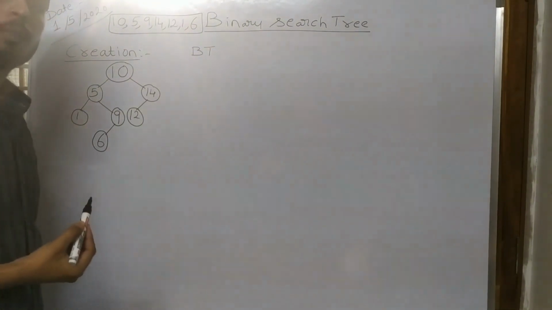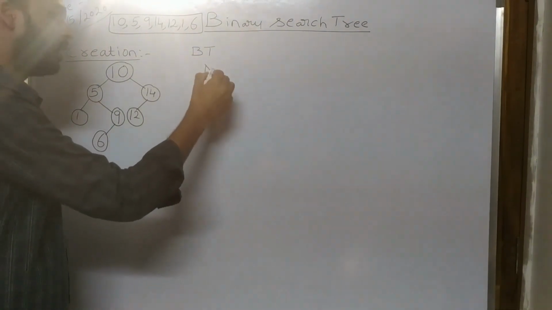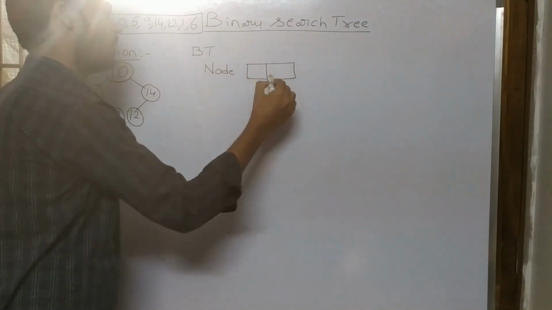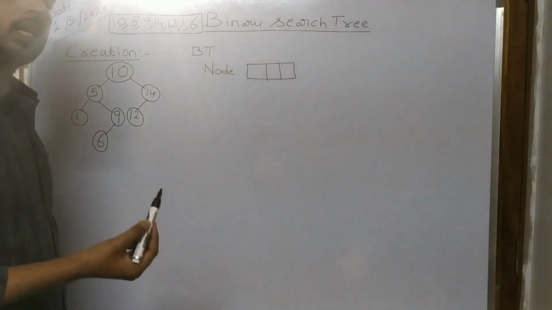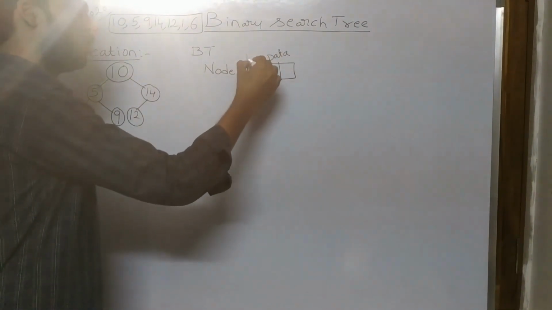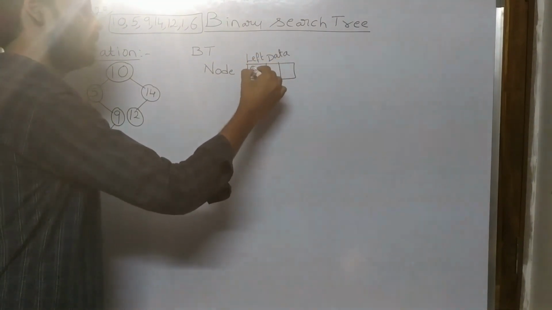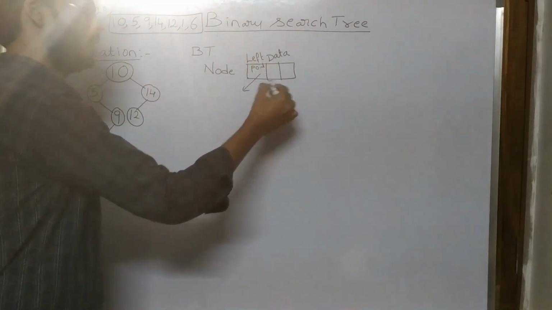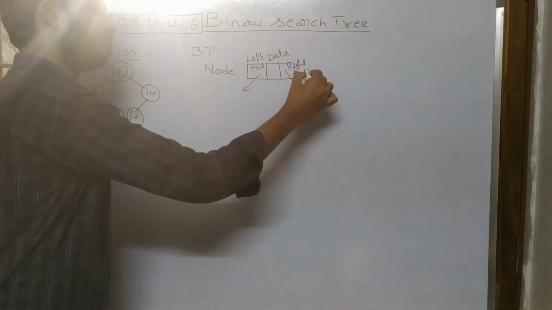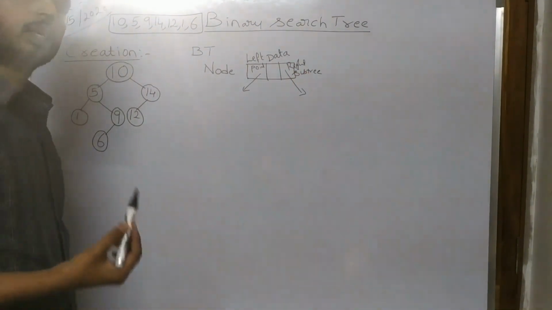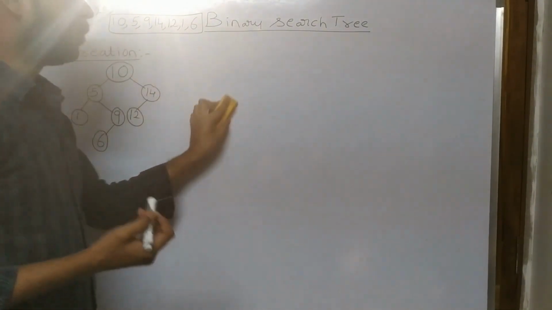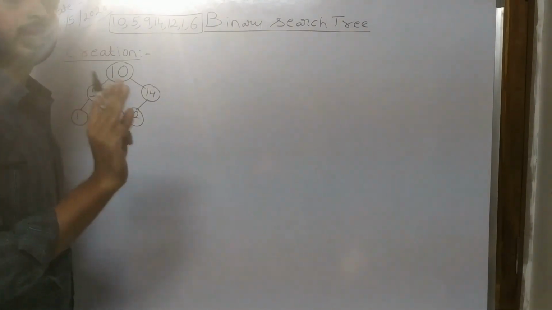You know how to implement a binary tree. In a binary tree, a node contains 3 fields. Why am I taking 3 fields? One is the data field, another is to link to the left subtree, and another is to link to the right subtree. Meaning that if you want to implement any tree concept, we require a node with 3 fields, right?